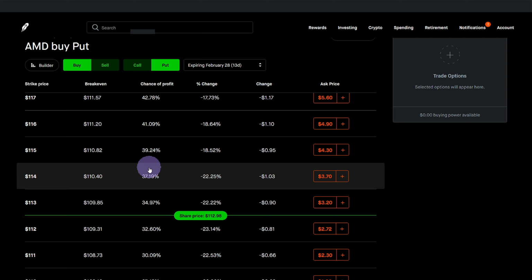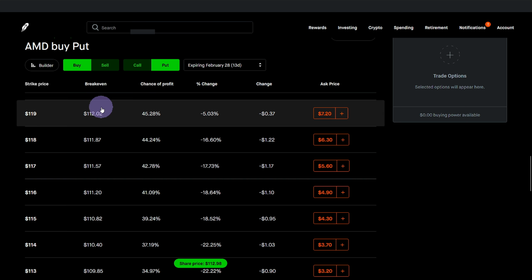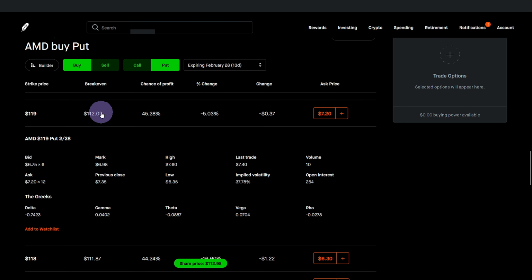So let's say I'm very confident that AMD is going to decrease in value. I want to maximize my returns and I'm comfortable with spending more. I might look at this 119 option right here. If I click this row, I'll see the Greeks: delta, gamma, theta, vega, and rho. I did a whole video covering the Greeks in detail, so please go check that out. Now what we're going to focus on here is the delta.